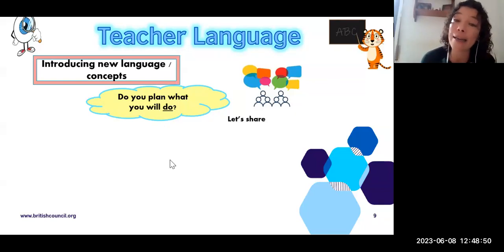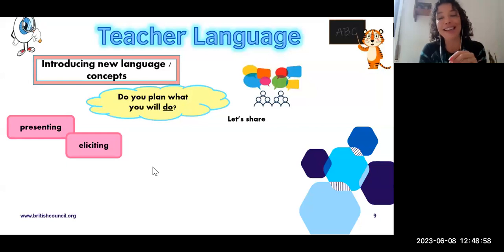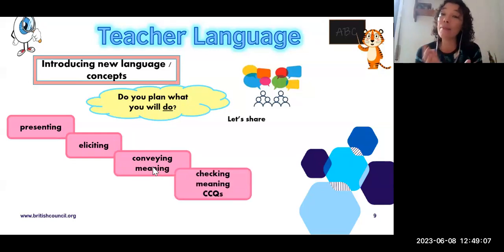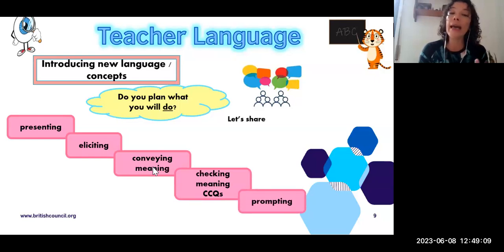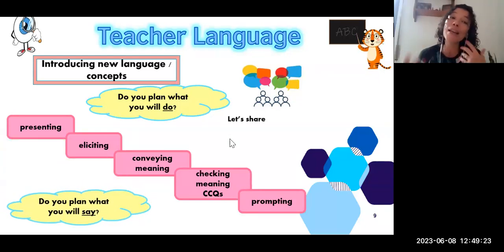And our planning may look a little bit like this, that we have a presenting phase where we present the new language. We might include, we're going to break this down, an eliciting phase. We want to convey the meaning to our learners. And we want to check the meaning using concept checking questions. And we may want to prompt a little bit as well. So those are all the aspects that we may do when we're introducing new language. So my next question in the video was, do you plan what you will say? Everyone said yes, they plan what they do, but do you plan what you will say?